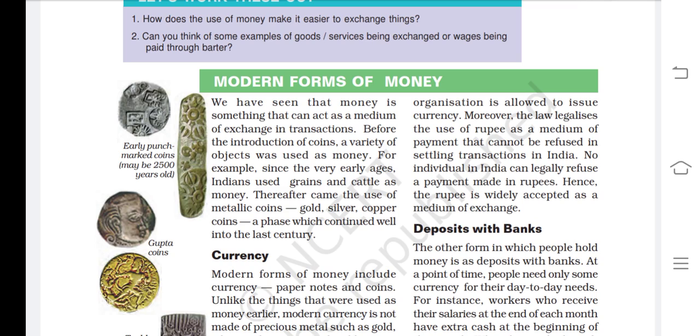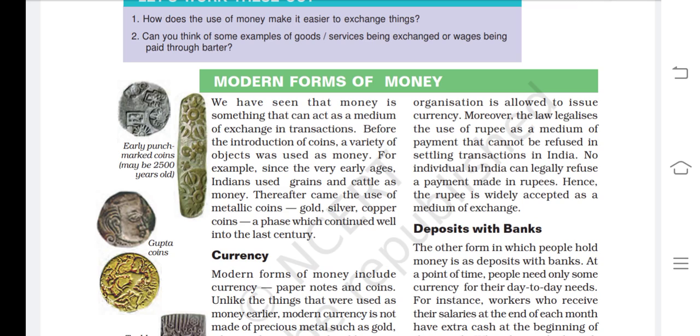Now what happened? Afterwards, first there was exchange of cattle and grains. Okay, if they wanted to buy something, they would give their grains and cattle and they would buy that thing. But after time, as time passed, what happened? There came forms of different metallic coins. That was gold, silver, copper, and this phase continued till the last century.